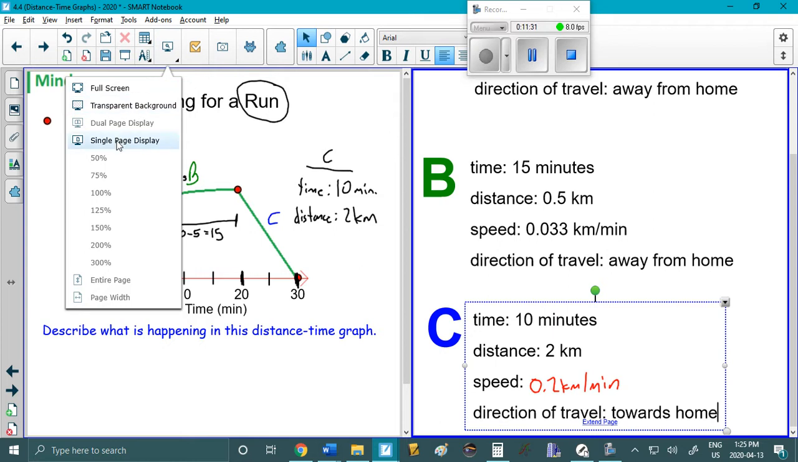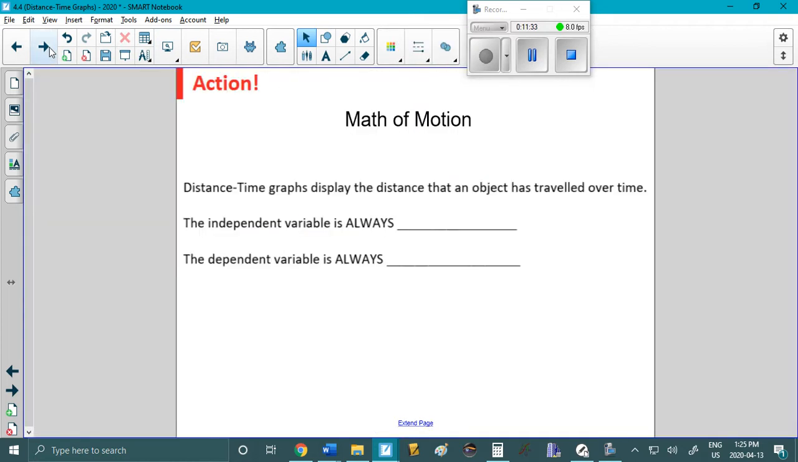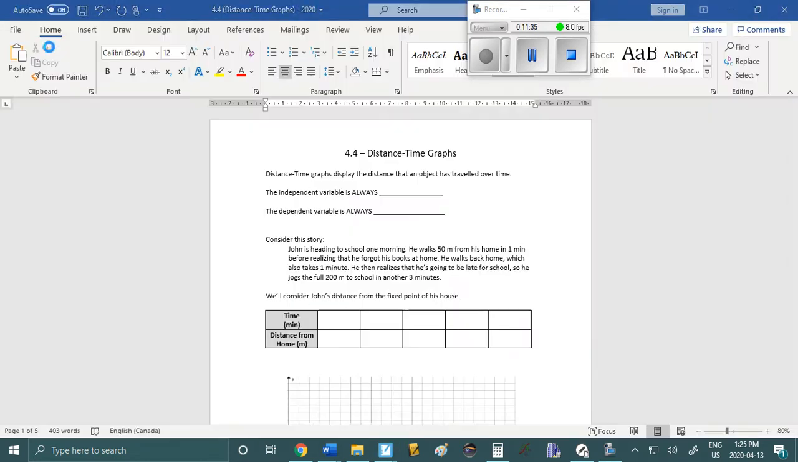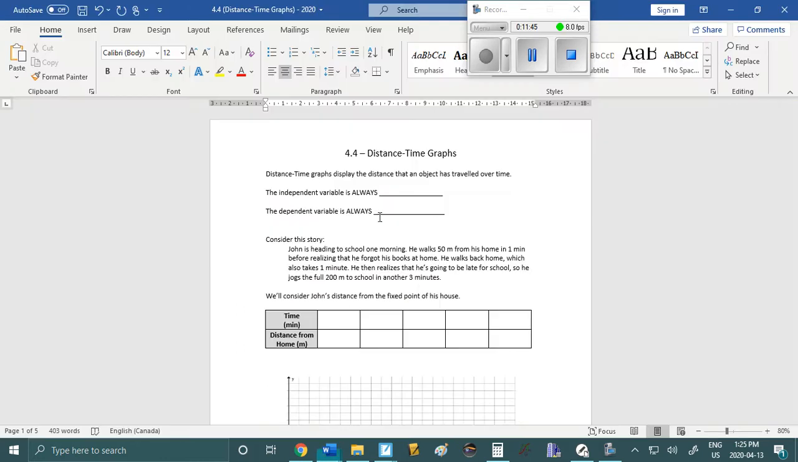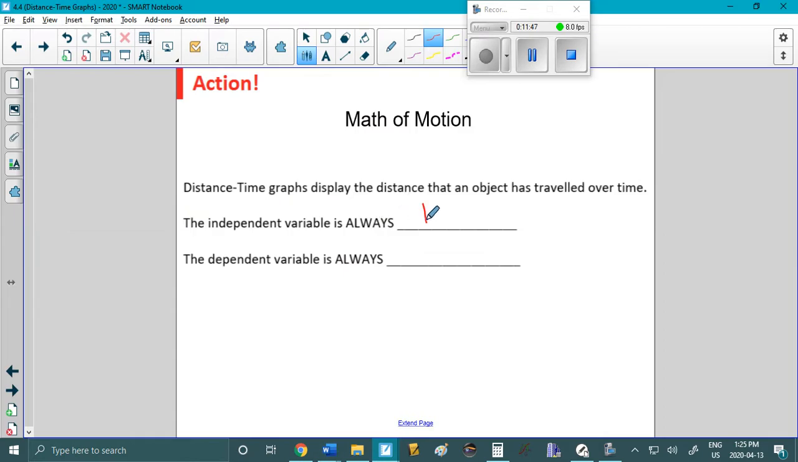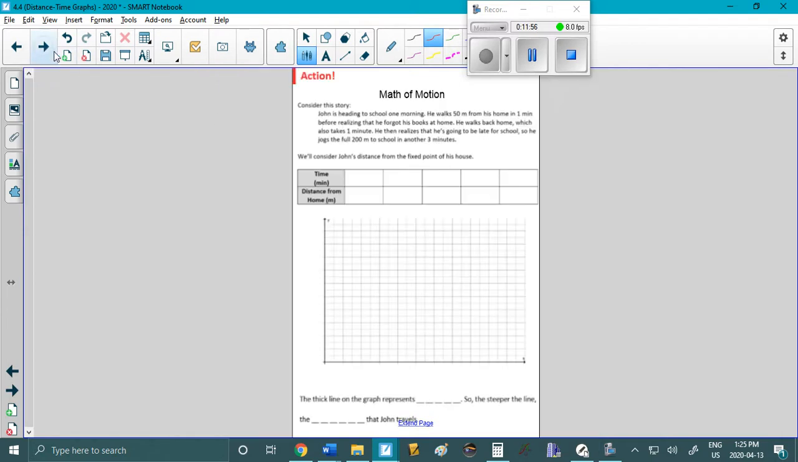Now I'm going to get into the part that is on your handout. And here we go. I'm just going to make sure this matches up, and it does. All right, so distance time graphs display the distance that an object has traveled over time. The independent variable always along the bottom, and that is going to be time. And the dependent is always up the side. It's the y-axis, and it's going to be distance. Remember, you can pause and fill in the gaps.